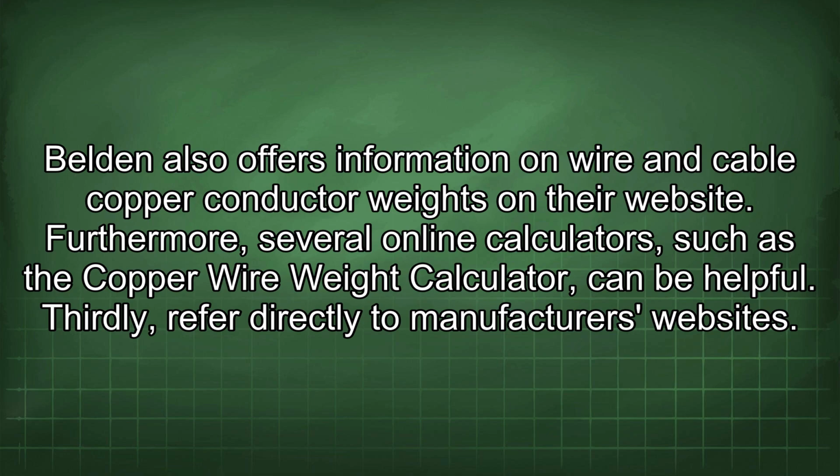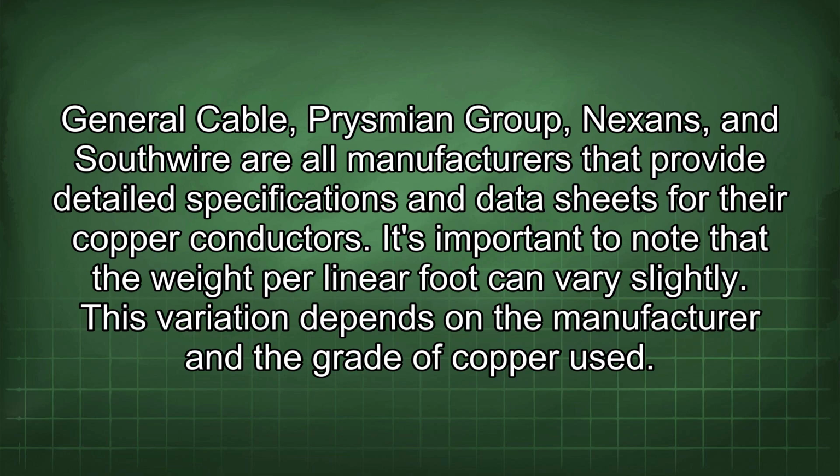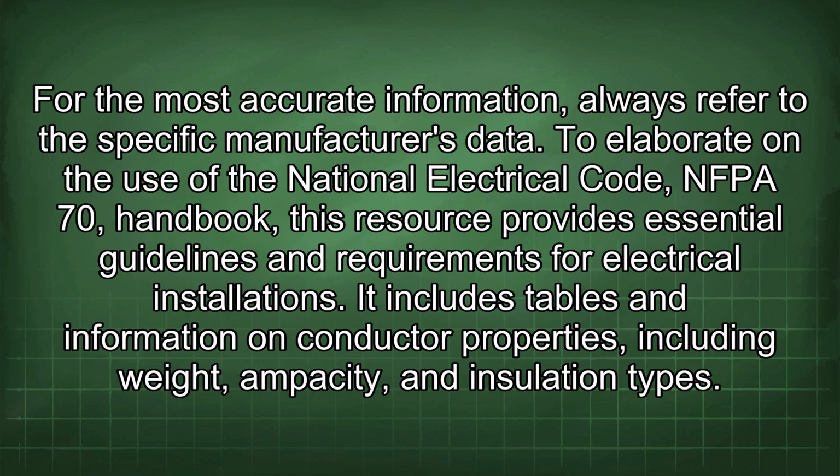Thirdly, refer directly to manufacturers' websites. General Cable, Prysmian Group, Nexans, and Southwire are all manufacturers that provide detailed specifications and data sheets for their copper conductors. It's important to note that the weight per linear foot can vary slightly. This variation depends on the manufacturer and the grade of copper used. For the most accurate information, always refer to the specific manufacturer's data.